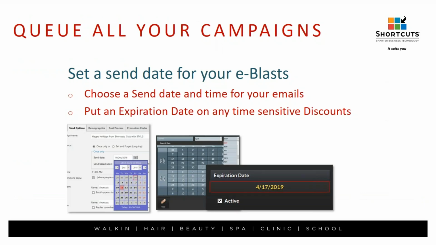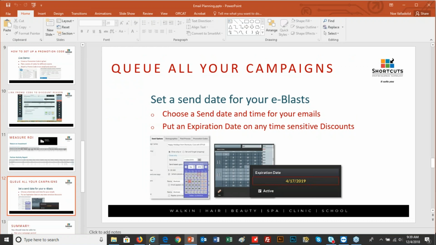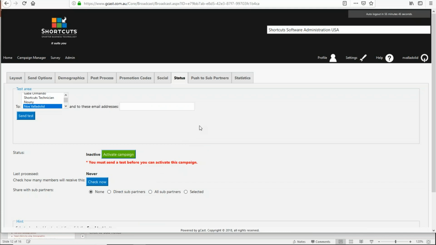So the last step for today, as you start planning your year's worth of events, your year's worth of promotions and campaigns, you're going to be building a collection of templates to work from. You're going to be building promotion codes to use and attaching those promotion codes in shortcuts. So the last step is in GCast. You can actually set your send dates. And if you have a code or a coupon or a promotion code that's going to expire on a certain date, you can actually put that expiration into shortcuts.